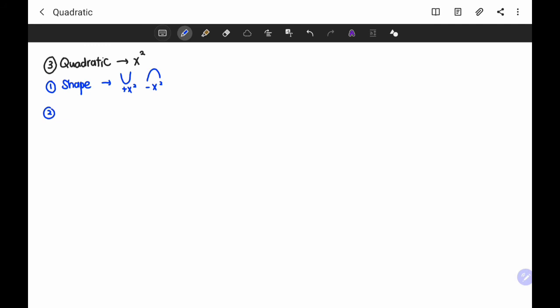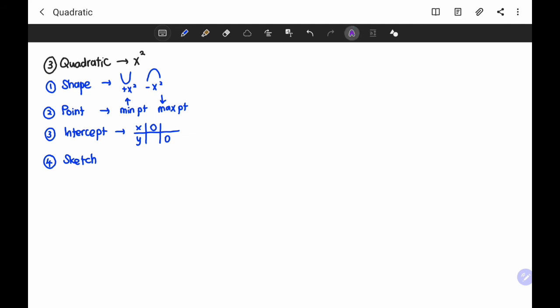Okay, next, after we determine the shape, we find point. If smile, so we find minimum point. If sad, we find maximum point. Okay, and next step, we find intercept. Okay, intercept means x, y equals to 0. Okay, and last, baru kita sketch. So shortcut we find SPIS, space. Tadi C ni space. Untuk quadratic ni kita ada 3 jenis pattern soalan.